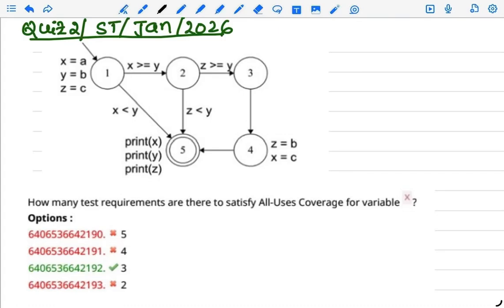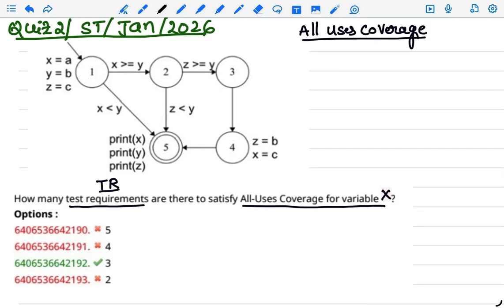Friends, this question is from the ST-Quiz2 Jan 2026 Quiz 2 question paper, and this is the continuation of the above question. So, how many test requirements are there? That is, they are asking us to find the test requirements to satisfy all-uses coverage for the variable x. So, all-uses coverage, that is all the uses.